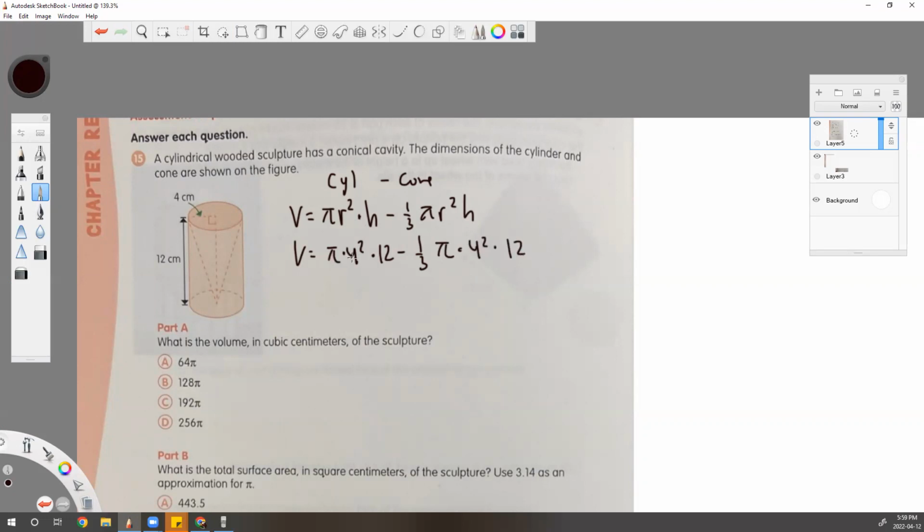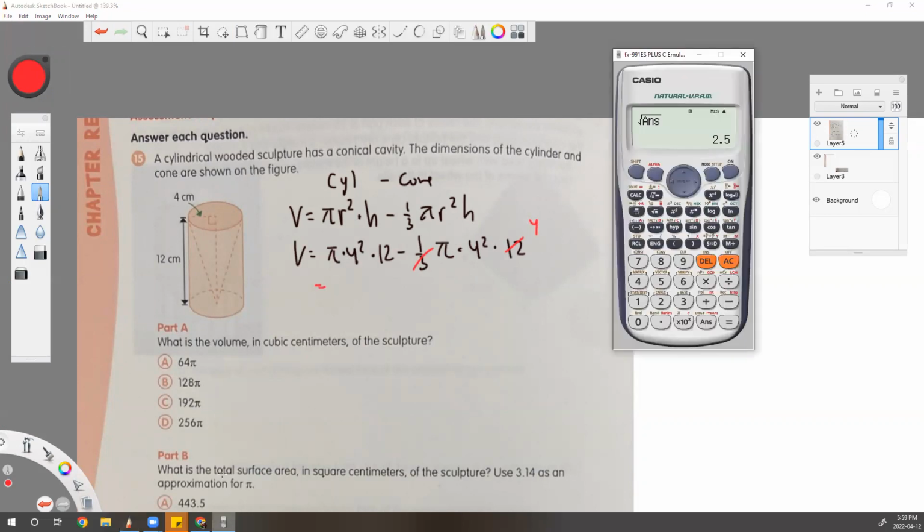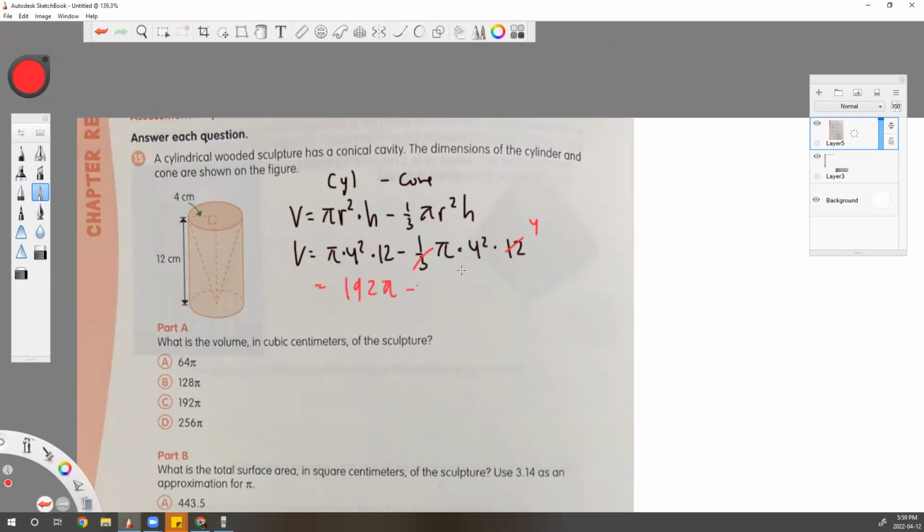You can cross, oh no, you cannot do anything. Oh, you can cross the 12 and the 3. It will become 4. And 16 times 12, calculated. 16 times 12, 192 pi, right? Subtract 16 times 4, 64 pi. So the answer will be 128 pi. B. Okay, this will be the answer.